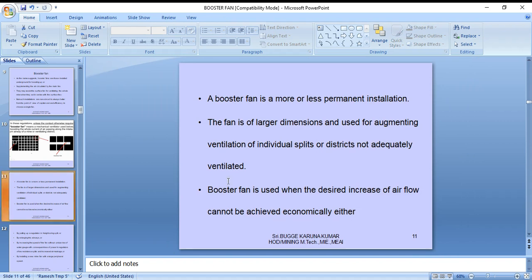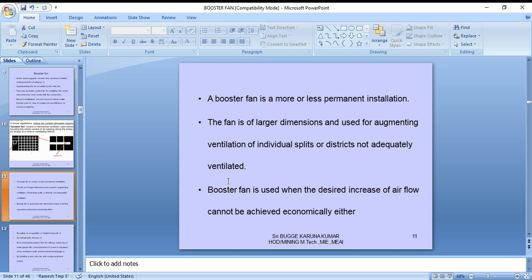A booster fan is a more or less permanent installation. The fan is of larger dimensions and used for augmenting ventilation when individual splits or districts are not adequately ventilated.